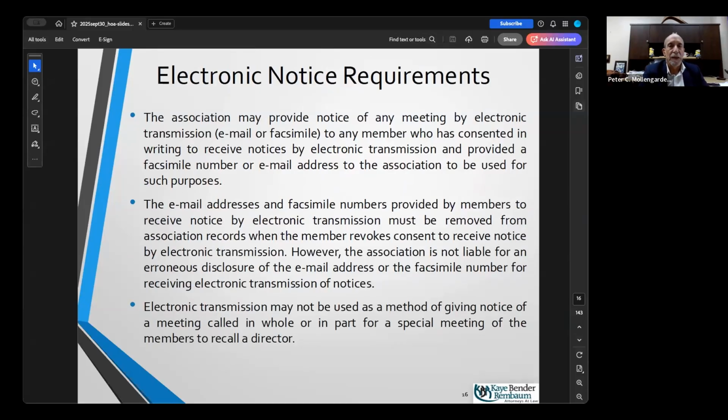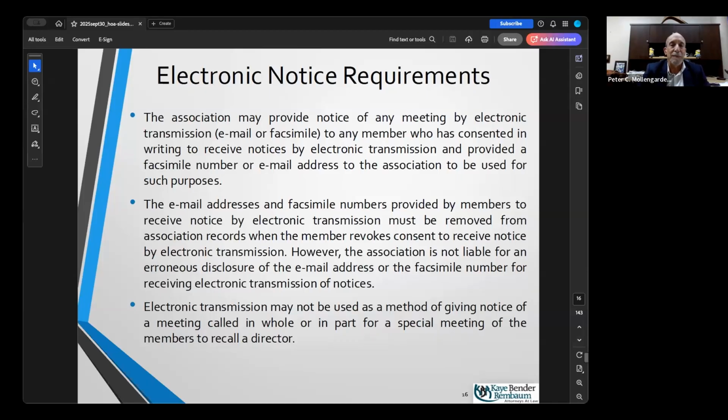Electronic notice requirements. The association may provide notice of any meeting by electronic transmission, again, email or fax, to any member who has consented in writing to receive notices in that manner and have provided their facsimile number or email address to the association for such purpose. Now, the email addresses and facsimile numbers provided by members to receive notice by electronic transmission, again, must be removed from the association records when they revoke their consent to receive notice in that manner. But the association is not liable for the inadvertent or erroneous disclosure of those addresses or fax numbers for receiving electronic transmission.